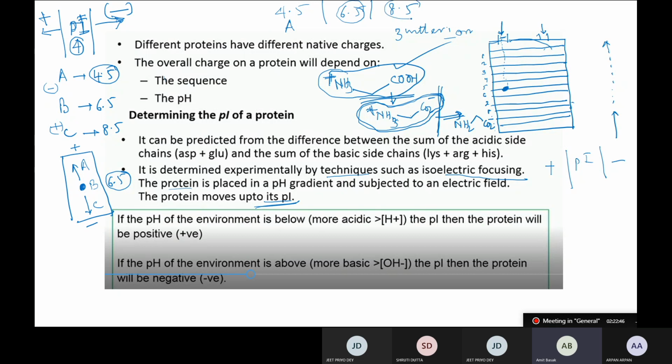For the C compound, the pI is 8.5. The pH you have maintained is 6.5. So your pH is now less than the pI. Less than pI means positive charge.